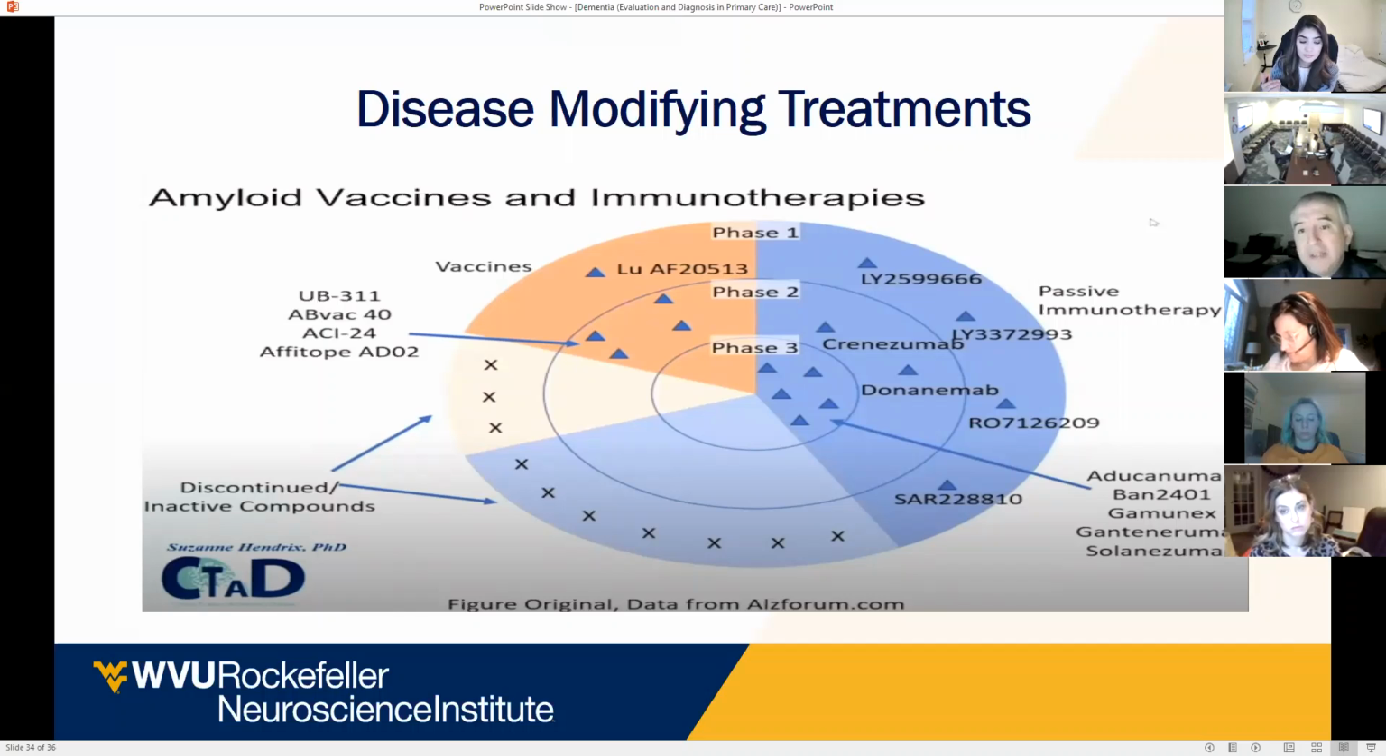If you see on the right side, you have the passive immunotherapy. This is a big one. I don't know if you heard about the Biogen drug, aducanumab. That's a passive immunotherapy that was close to being approved by the FDA, but the FDA is requesting more research before moving to the next stage.